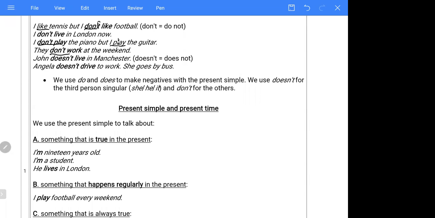They don't work at the weekend. John doesn't live in Manchester. Angela doesn't drive to work. We use do and does to make negatives with the present simple. So it's similar with questions. Now let's proceed to situations that make us use the simple present tense. This is a very, very common topic. As I said earlier, it's like a revision for you because you were at home for more than 6 months. Let's just start our class by revision. That's the whole point.